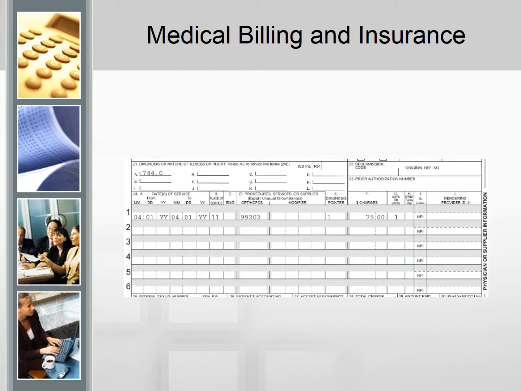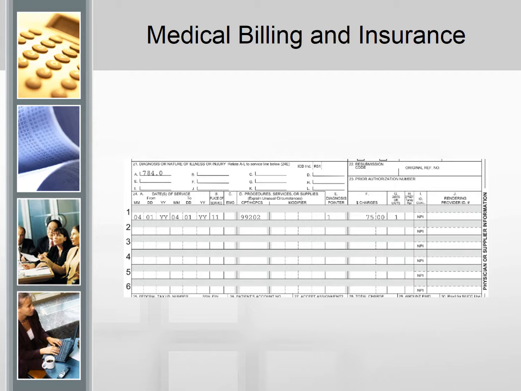Block 22 is typically left blank. That's reserved for claims that are being resubmitted for some reason. Block 23 relates to prior authorizations. So if you needed to obtain a prior auth number for a particular procedure, then that would be entered there. Block 24 is divided into several different columns.